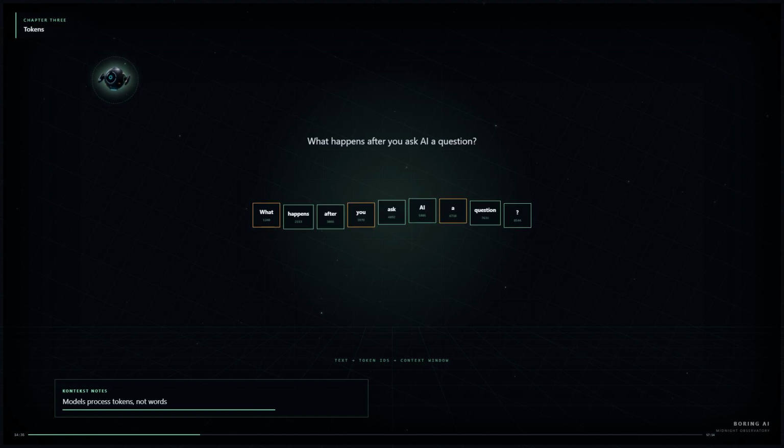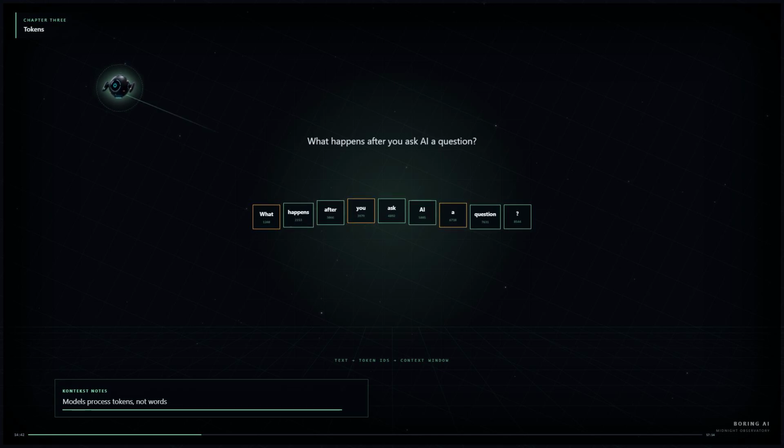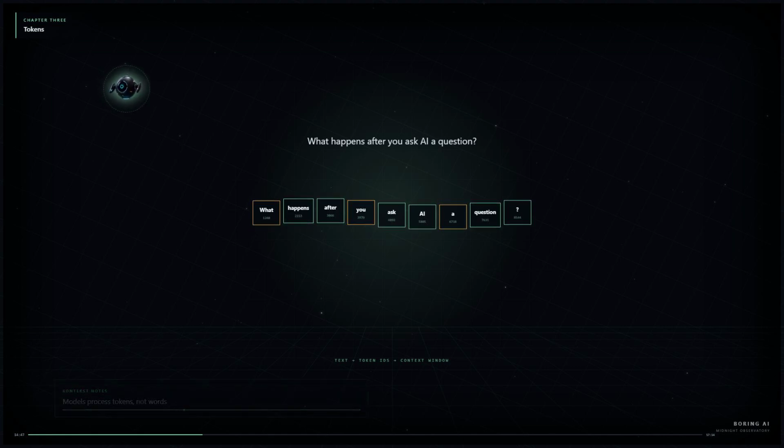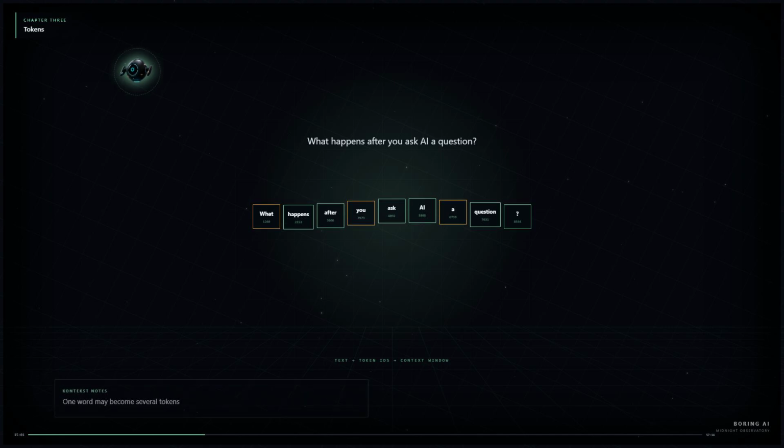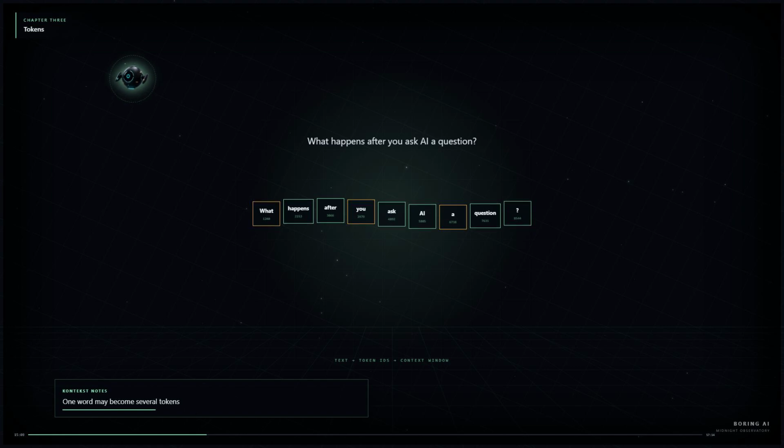A token is not always a word. It may be a complete common word, part of a longer word, punctuation, whitespace, a fragment of code, or a sequence of bytes. The exact division depends on the tokenizer. This means that the sentence you typed has no universal token count. Change the tokenizer, and the boundaries can change. A familiar English word may be one token in one vocabulary and several tokens in another. A rare name may split into smaller pieces. Languages and writing systems can be segmented with different efficiency.